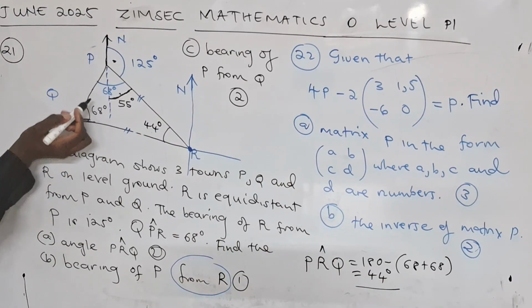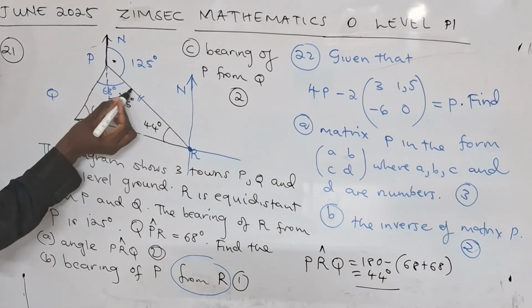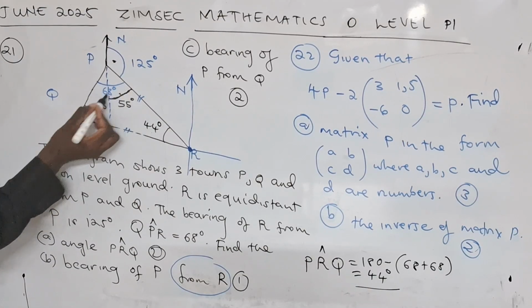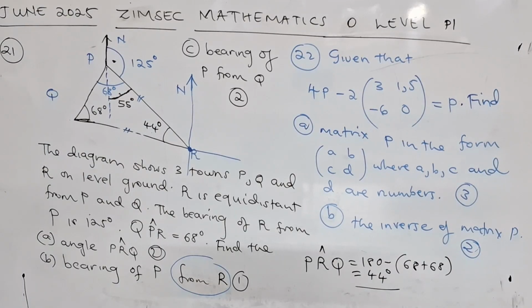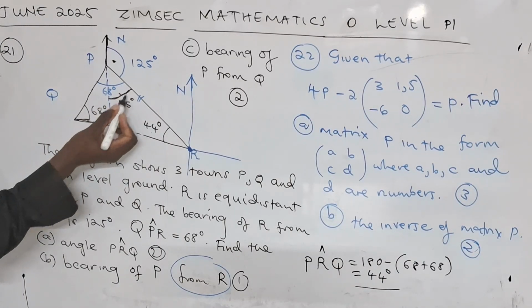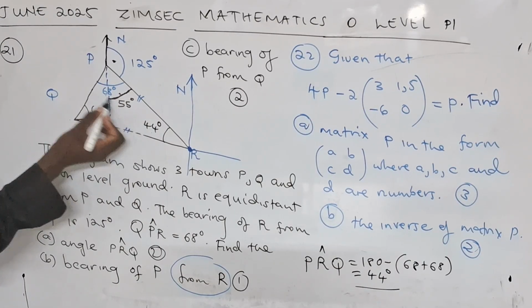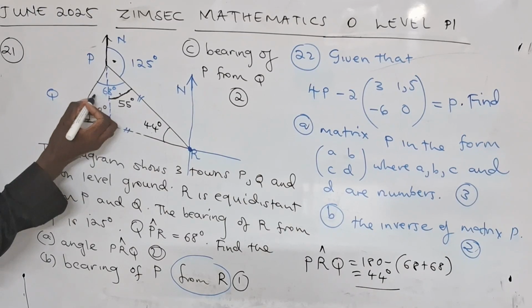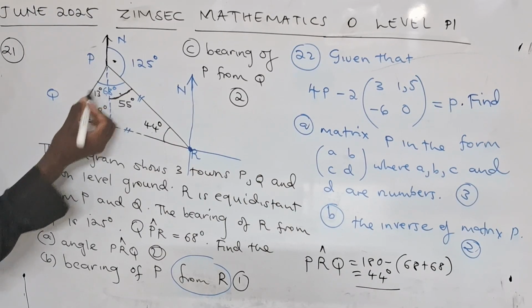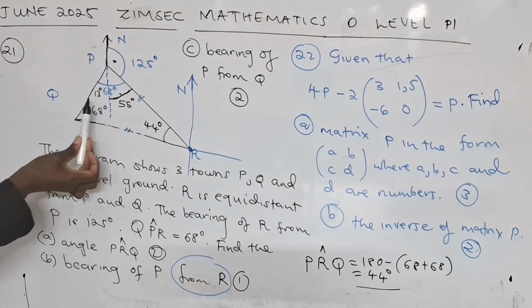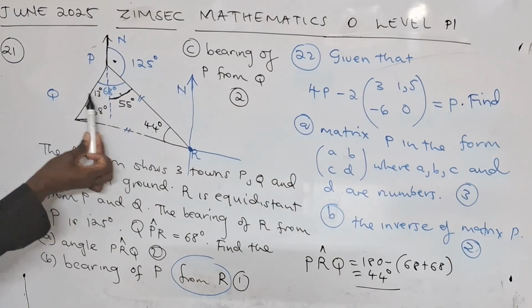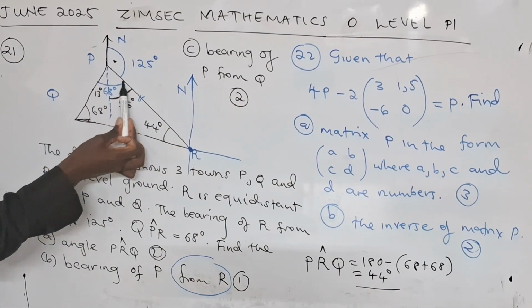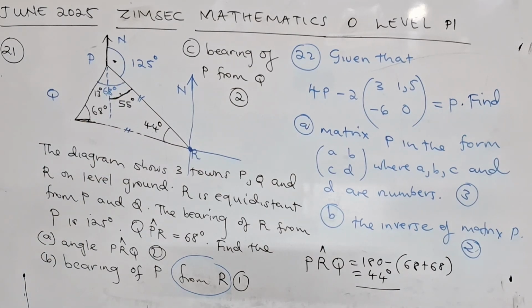But from here to here, this angle is marked 68. And from here to here, this is 55. It means from here to here, this is nothing but 13 degrees, in such a way that 13 plus 55 gives 68, which is this whole angle.